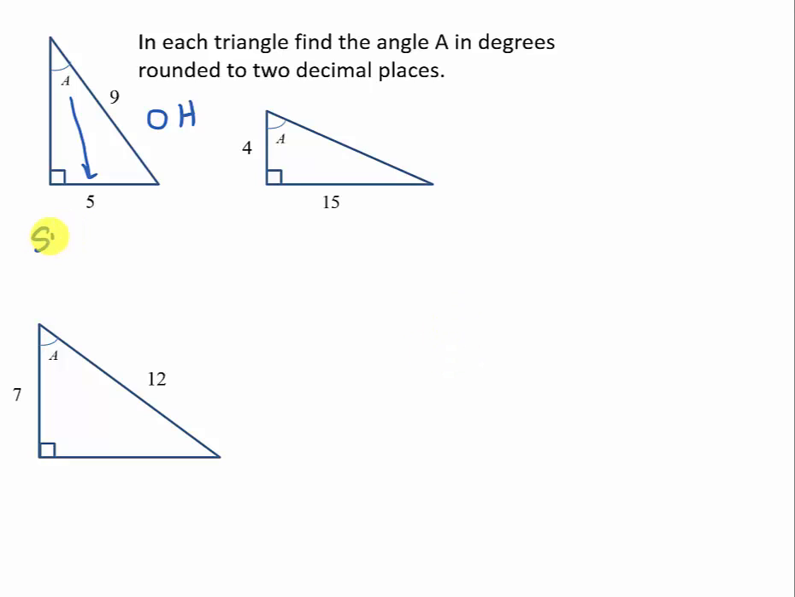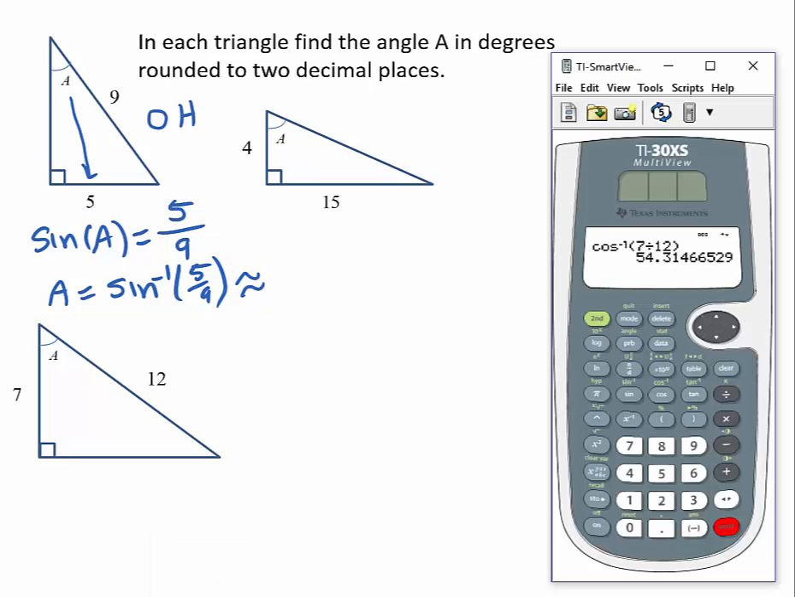So I've got the sine of angle A is opposite, which is 5, over hypotenuse, which is 9. And then I take the inverse sine of both sides so I can find out A. A is the inverse sine of 5/9. Now I'm ready to get some calculator help to find out what that is.